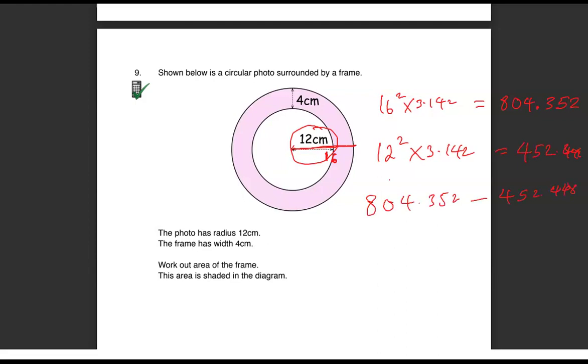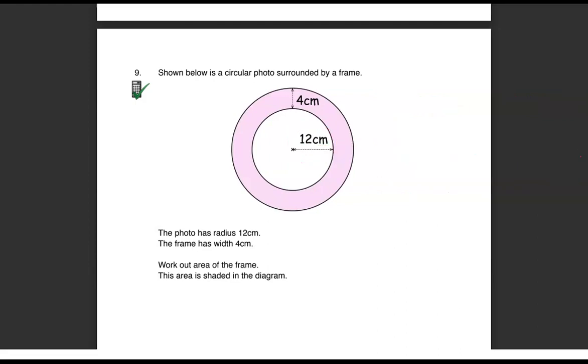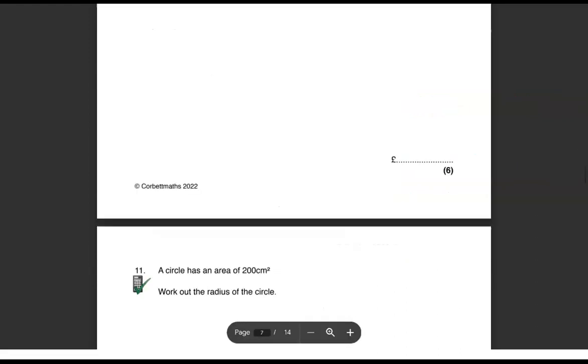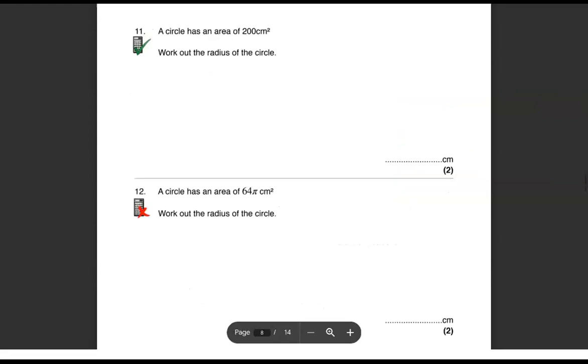So can you see? I got the radius of 16, because the full one is 16. So just part of it, I was like, hey, this thing. The full one is what, 16? So guys, when you try it, the 11 and 12.